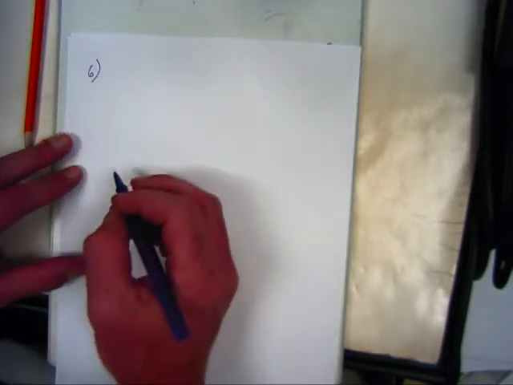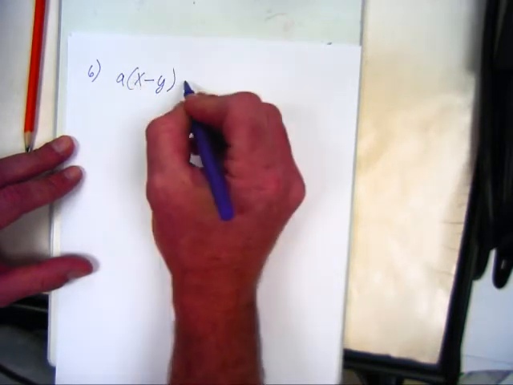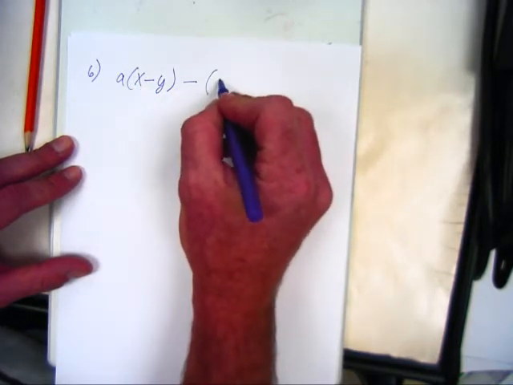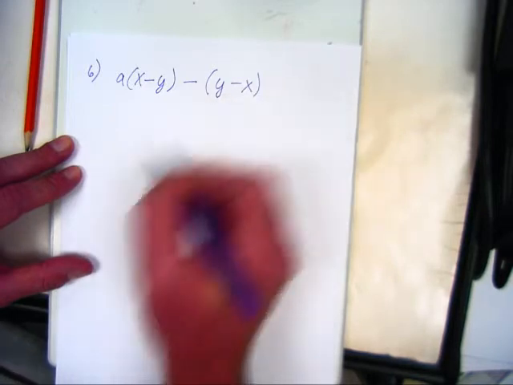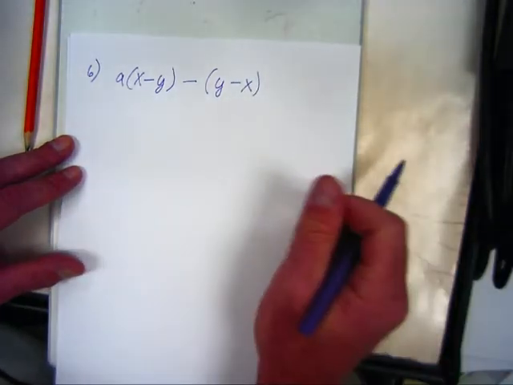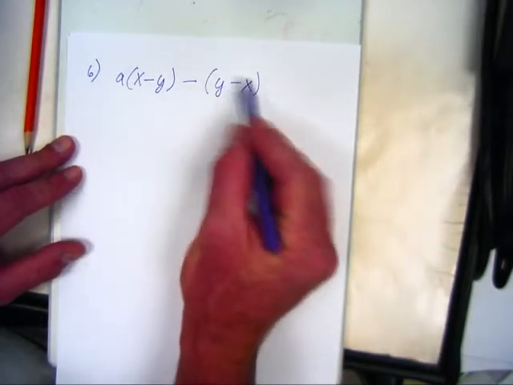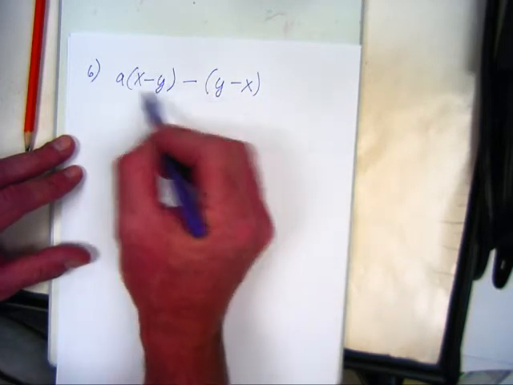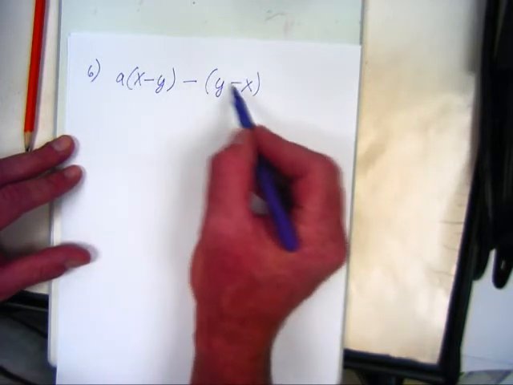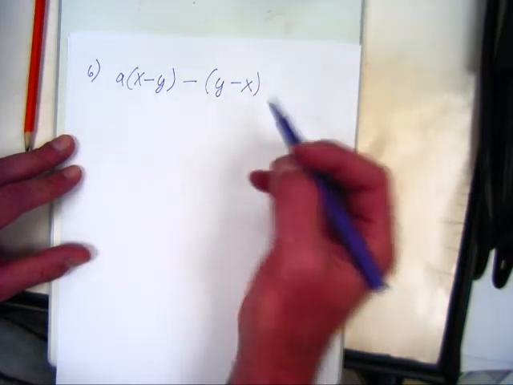This is where it gets interesting. We have a times the quantity x minus y minus the quantity of y minus x. How the heck do we do that? It doesn't look like a trinomial. It doesn't look like a, well, I guess it's a binomial, but we can't GCF an x minus y and a y minus x there. But these are considered opposites. These will add up to the same number but just different signs if you plugged in numbers for them.